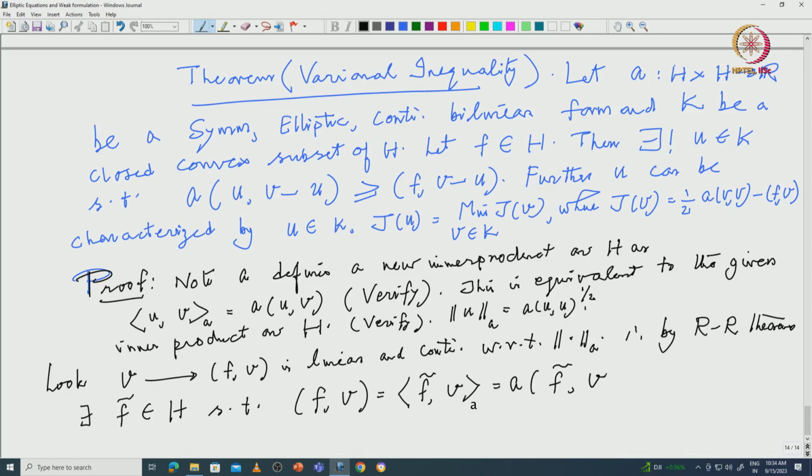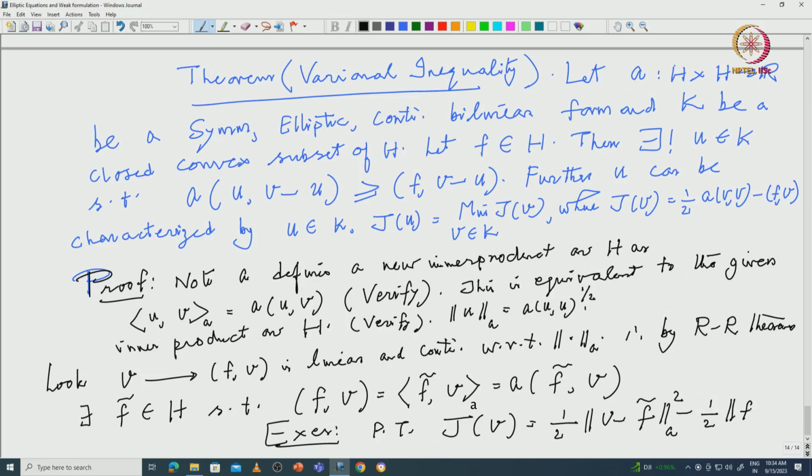Okay. So here is a small exercise for you immediately. Prove that now your J of V is equal to half of the norm of V minus f tilde, with respect to this norm, squared, minus half of the norm of f tilde with respect to this norm, squared. We just compute that. Okay. So what this shows, look at it: this is a constant, this is a constant.